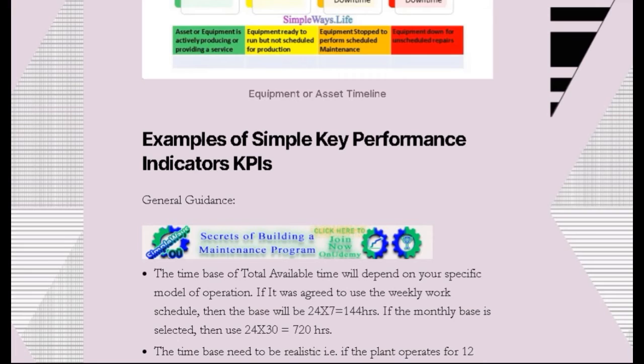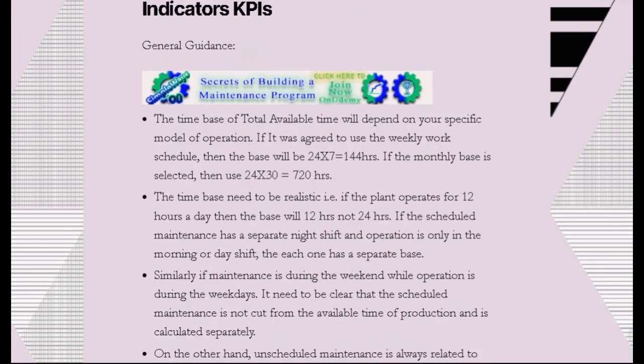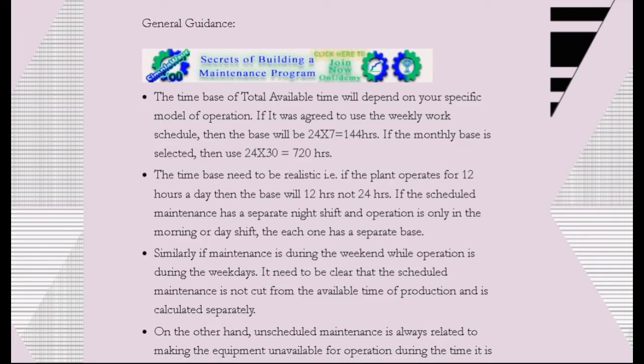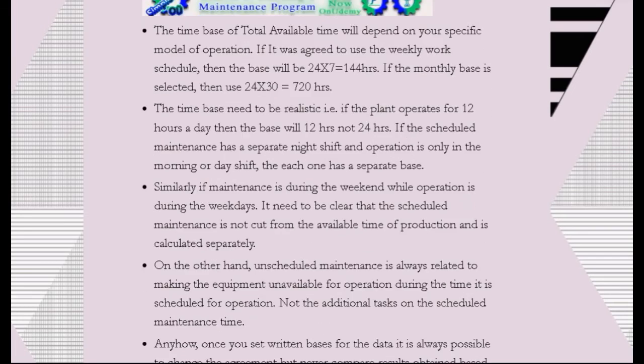Another important time for the calculation: you need to normalize all the indices. It's either 24/7, if you are making calculations per week, or 24 times 30 if you are making your calculations on a monthly basis. Also, you need to agree if you are working 12 hours or 24 hours, if the maintenance is done in the night shift where there's no operations, or during the weekend where there's no operation required. So it will have different bases for the calculations. All this needs to be considered and settled first.